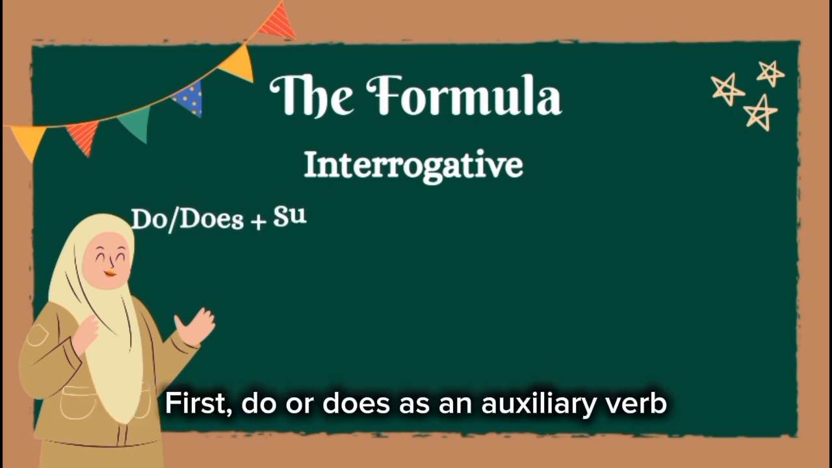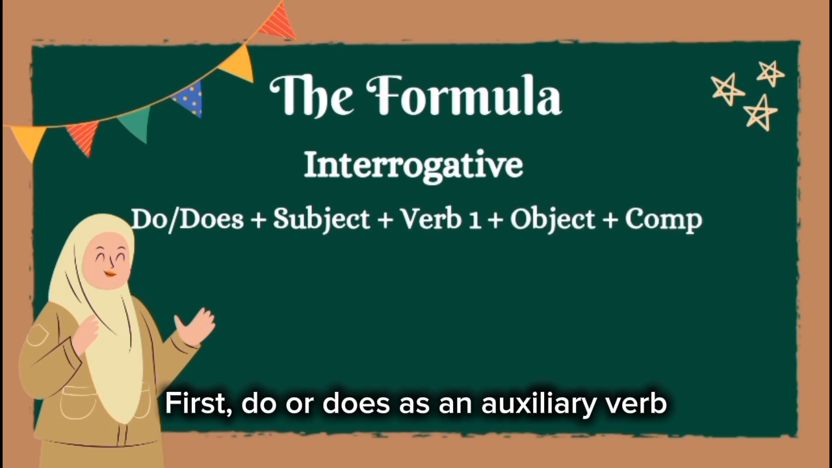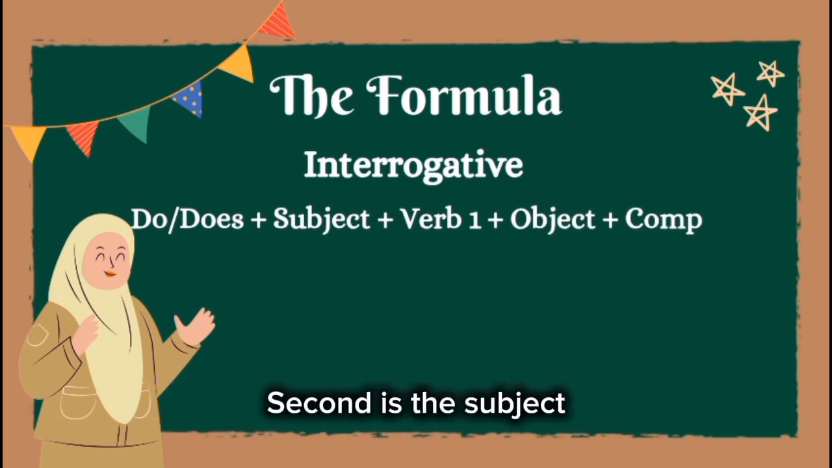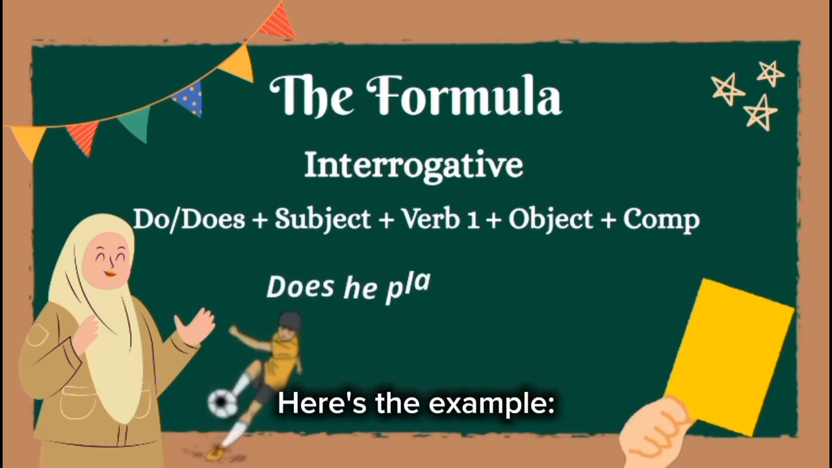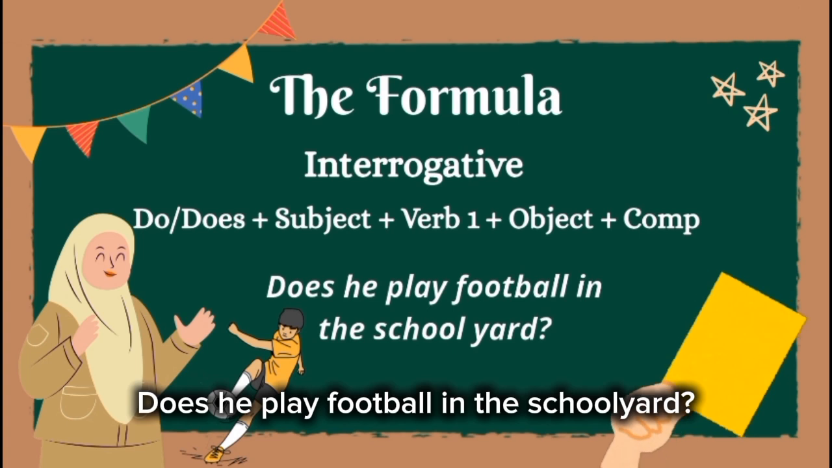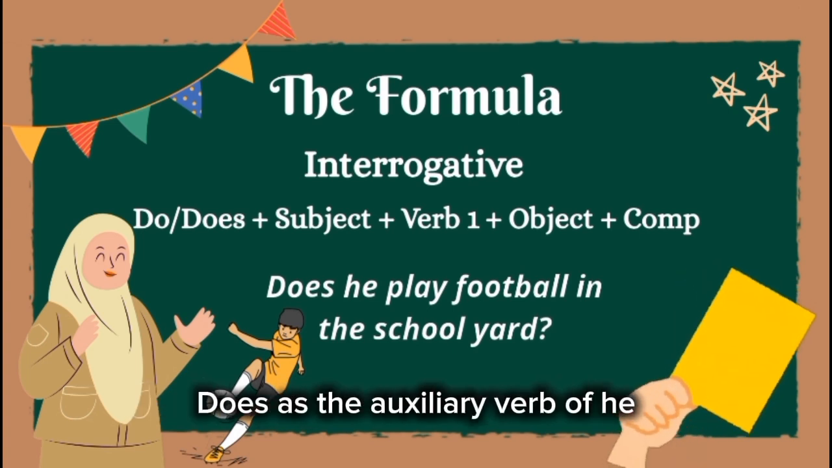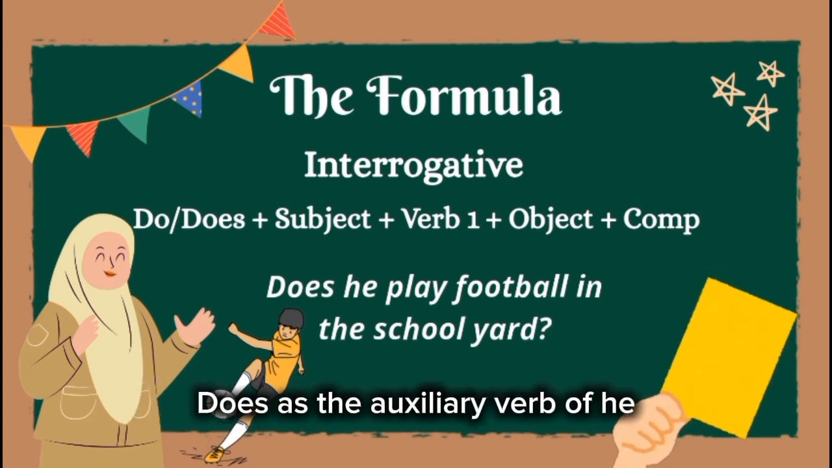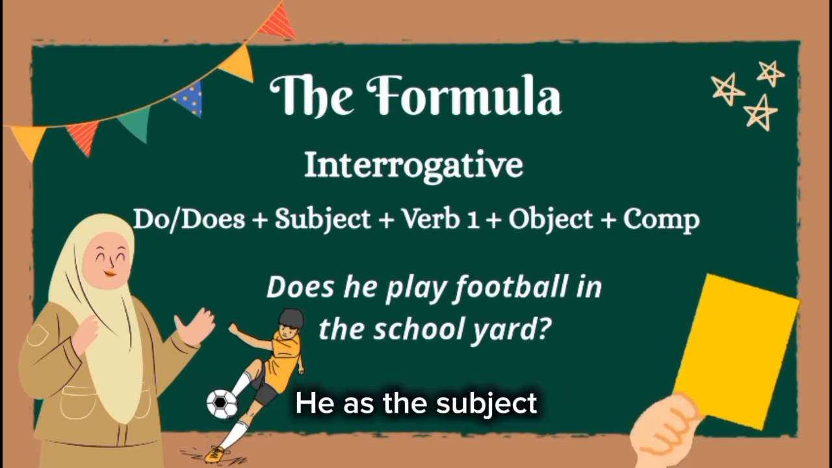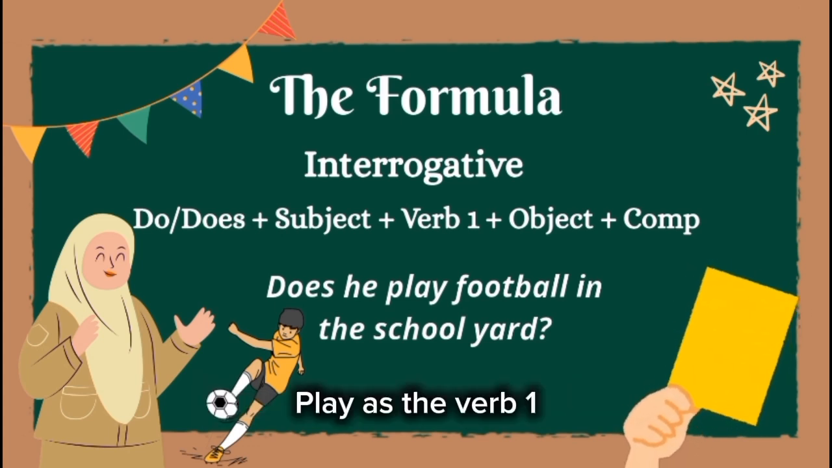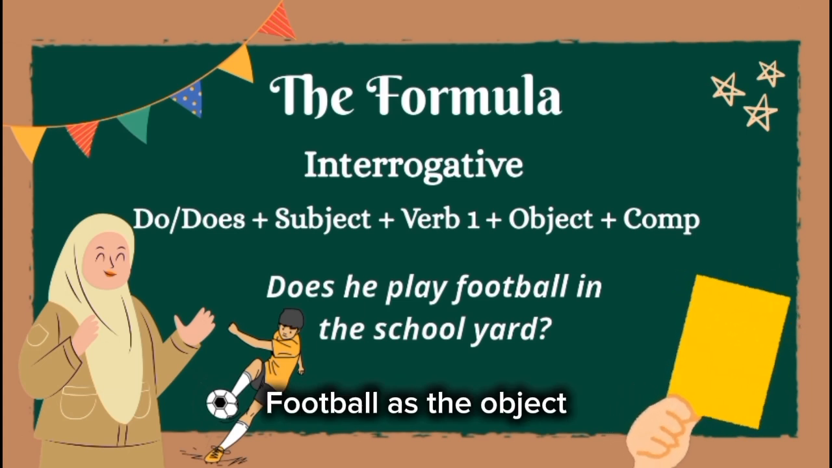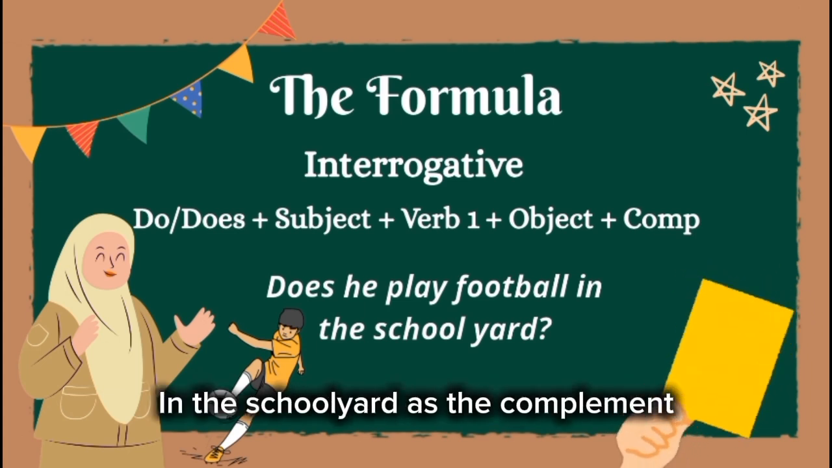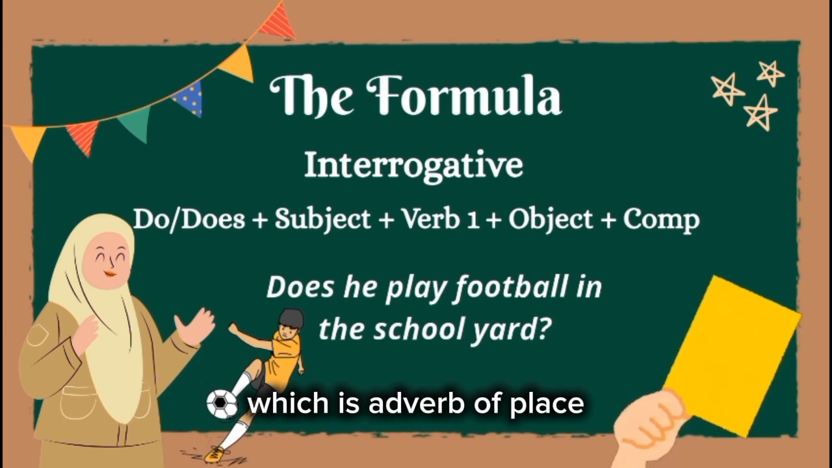First, do or does as an auxiliary verb. Second is the subject. Third is the verb. Fourth is the object. Fifth is the complement. Here's the example. Does he play football in the schoolyard? Does as the auxiliary verb of he. He as the subject. Play as the verb 1. Football as the object. In the schoolyard as the complement, which is adverb of place.